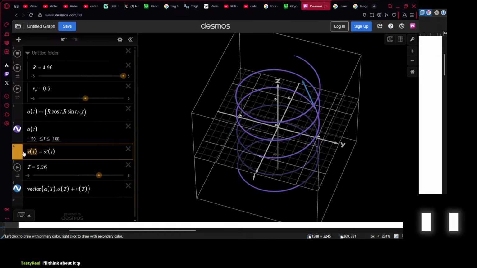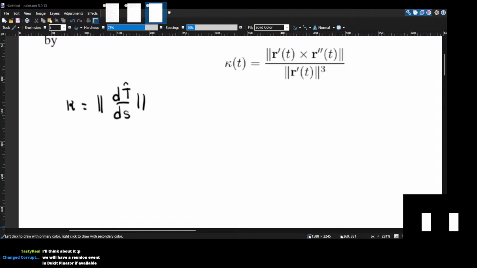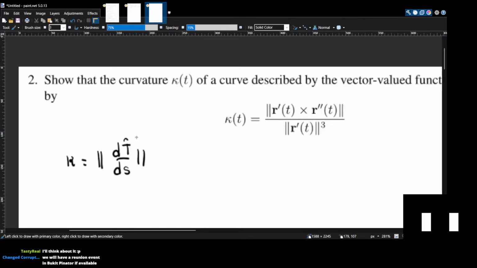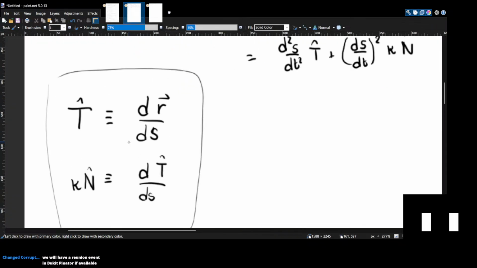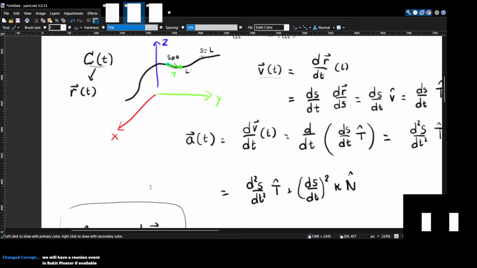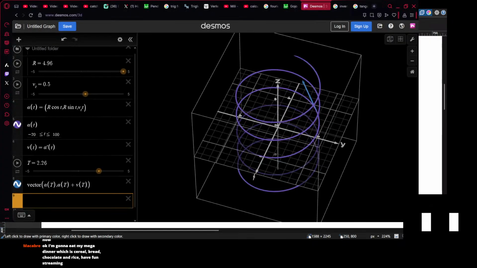And that is the velocity vector that we wanted. Now, what the tangent vector here is, you have to take the derivative with respect to s. But here it's a little bit of a problem because we can't really differentiate it like that.